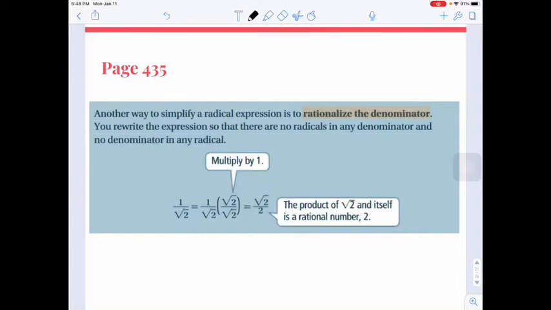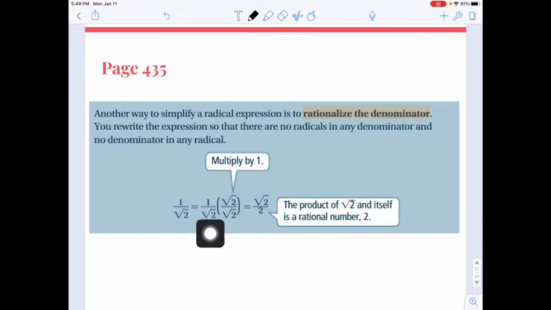Section 6.2, Example 5 on page 435. We have another way to simplify a radical expression, which is to rationalize the denominator. You rewrite the expression so that there are no radicals in any denominator and no denominator in any radical. So for example, we have 1 over the square root of 2. We can't have a square root on the bottom of a fraction. So to fix this, we're going to multiply by whatever's missing to make that a perfect square.